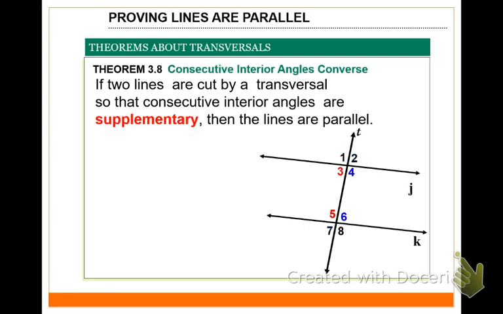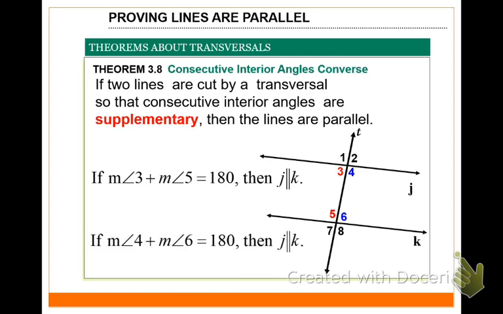Then the last, this one is the hardest for most students. Again, what does supplementary mean? They add up and equal 180. So that means if the measure of angle 3 and the measure of angle 5 equals 180, then J and K are parallel. And the same thing with 4 and 6. If they add up and equal 180, then J and K will be parallel.